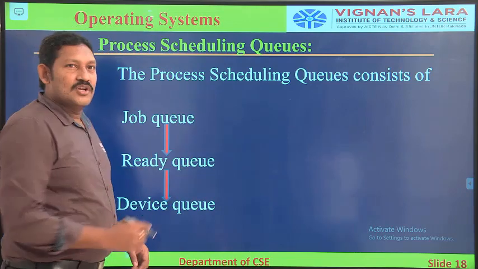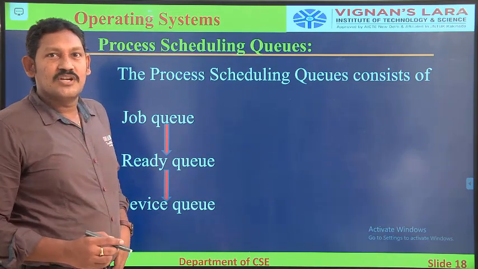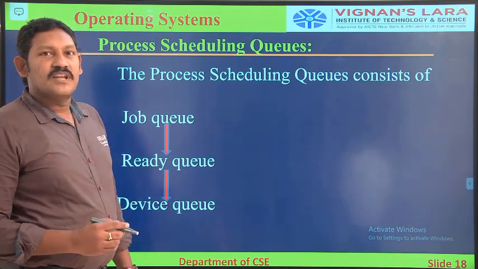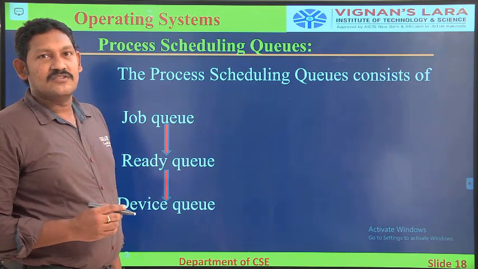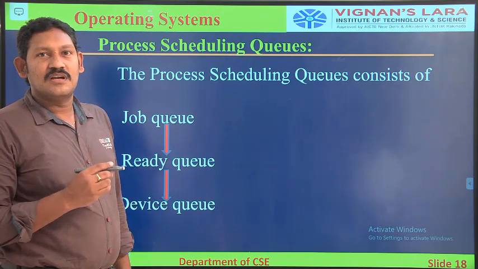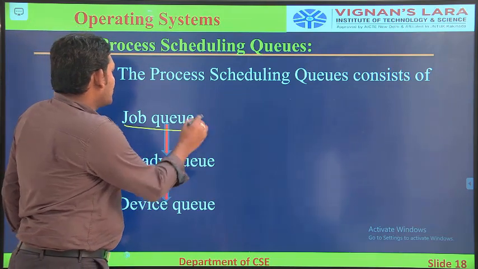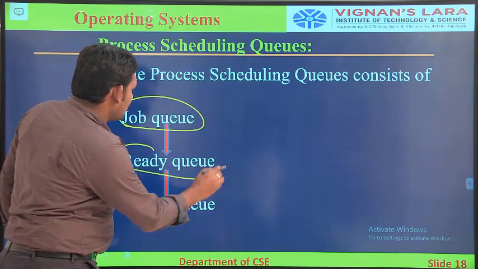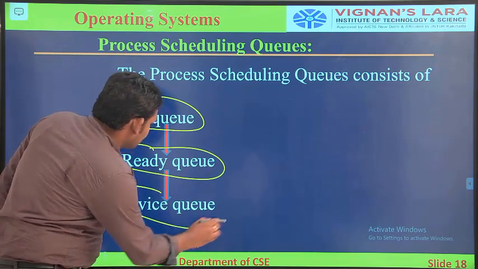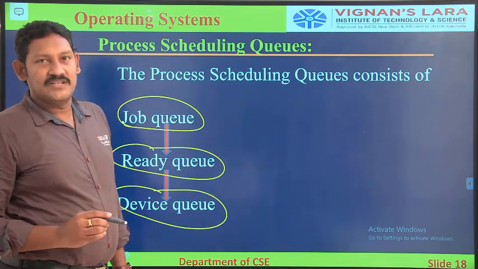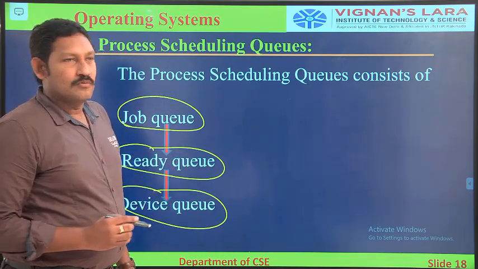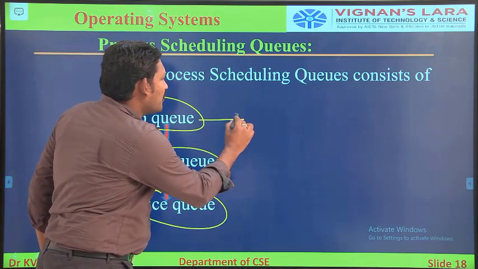In process scheduling queues, we have three different queues. They are job queue, ready queue, and device queue. We will see them in detail. So what will be there in the job queue?